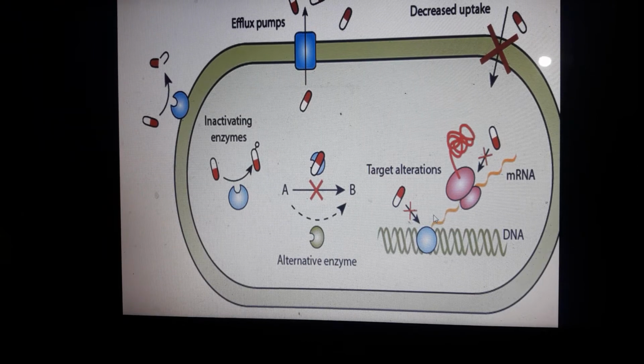be able to inhibit protein synthesis, because the messenger RNA and the DNA are already involved. In that process, we have the transcription process or translation process, so they can no longer be inhibited by the antibacterial agents because of the alterations of the target, which is also a mechanism of resistance of certain bacteria, especially the gram-negative, or alternative enzymes.